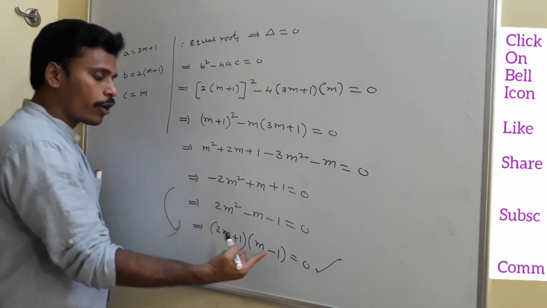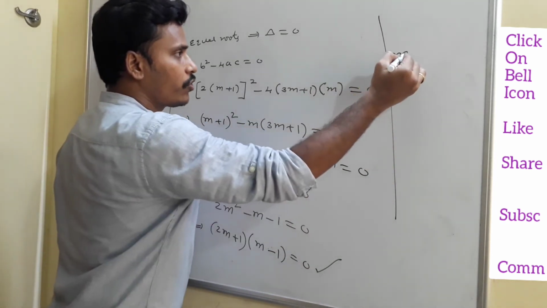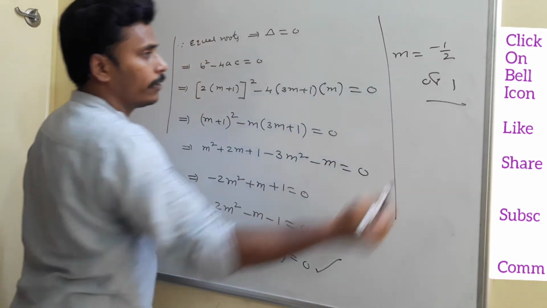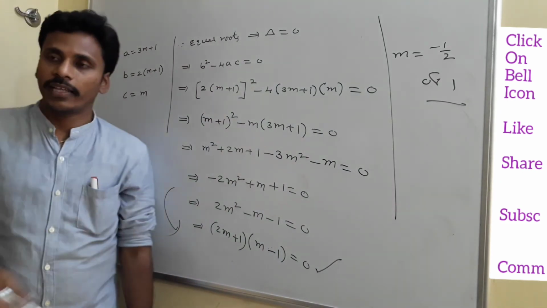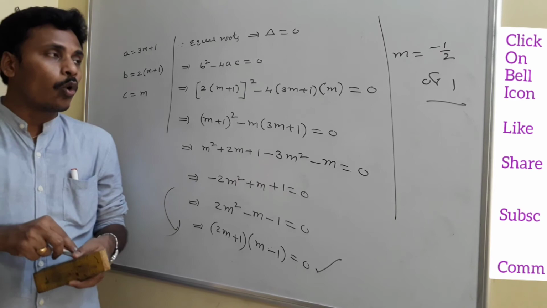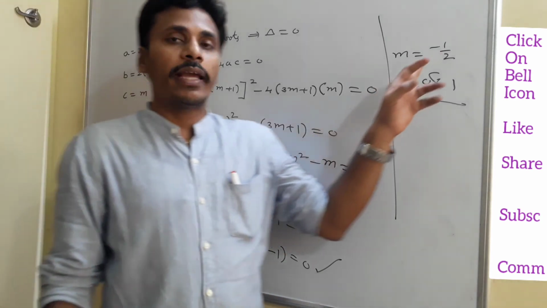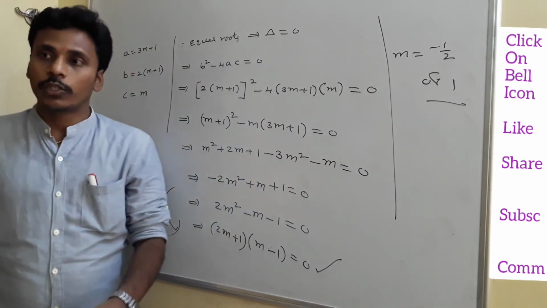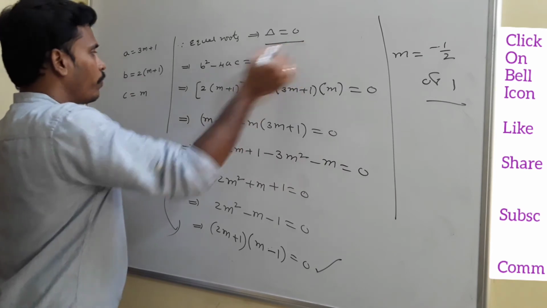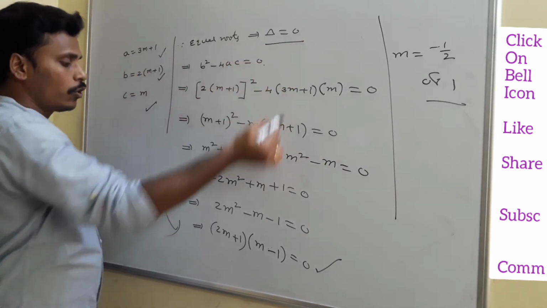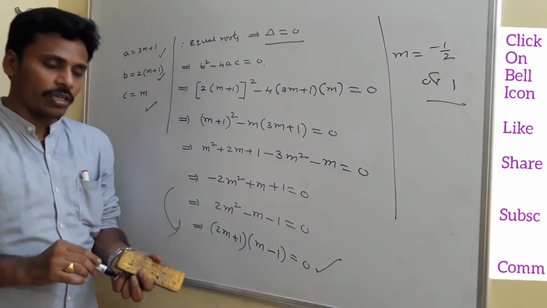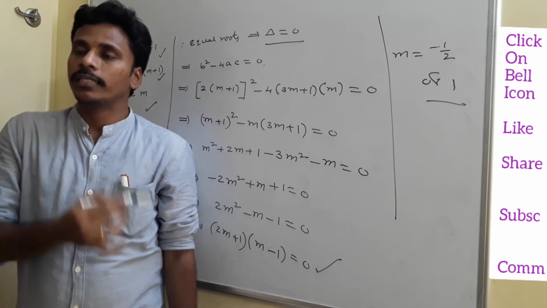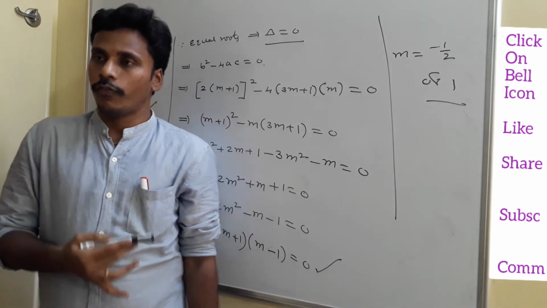And from there, the product is 0. Either that is 0 or this is 0. Then the possible values of m are minus 1 by 2 or 1. The given equation we arranged has equal roots only if the value of m is either minus 1 by 2 or 1. Since the question mentions the nature of the roots as equal, that's why we equalized delta to 0. And these are the values of a, b, c. Use them here to get the value of m. At the end, the answer for this question is m equals minus 1 by 2 or 1. Have a look at this, and these are a few simple problems related to the nature of roots.